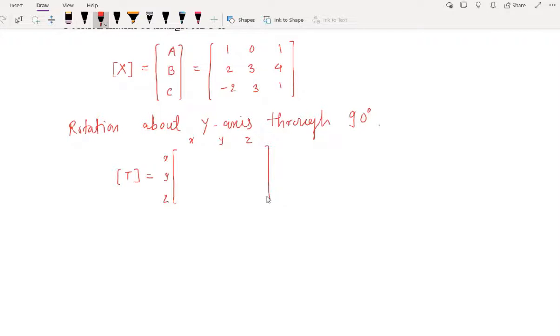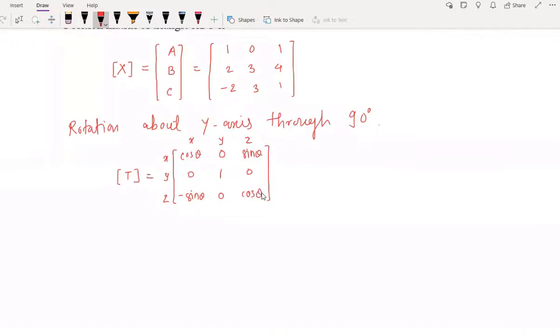Now if it is a rotation about the y-axis, your y diagonal entry, that means second row, second column entry, is 1, and all the entries of the second row and second column are 0. So second row's non-diagonal entries are 0, second column's non-diagonal entries are also 0. And then we have to write the remaining matrix as cos theta, sin theta, minus sin theta, and then cos theta.